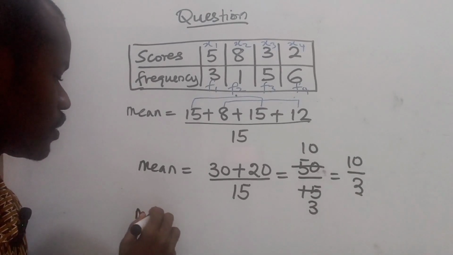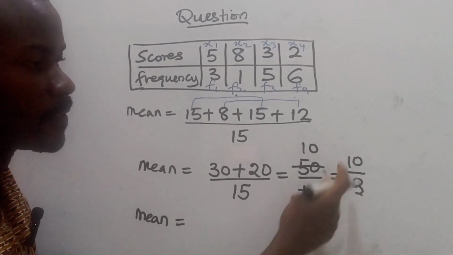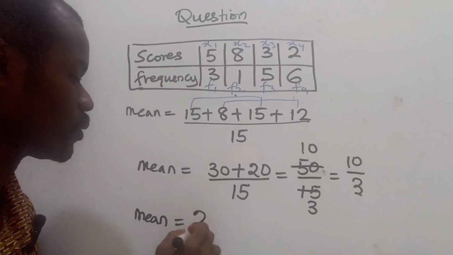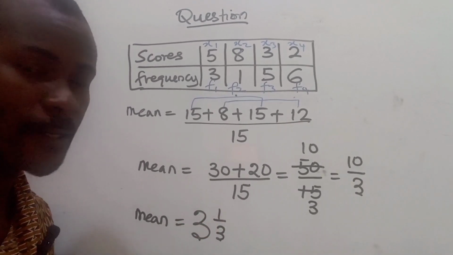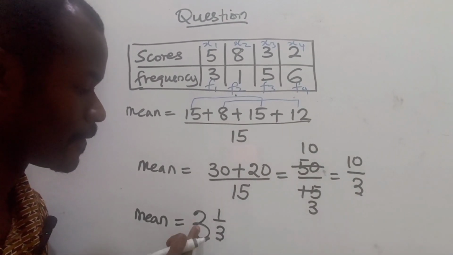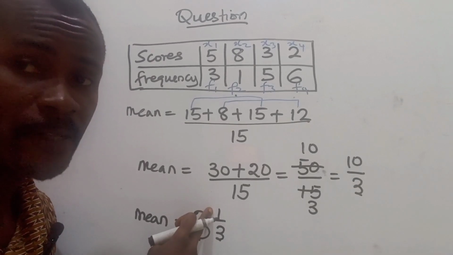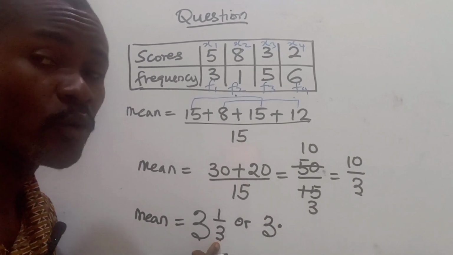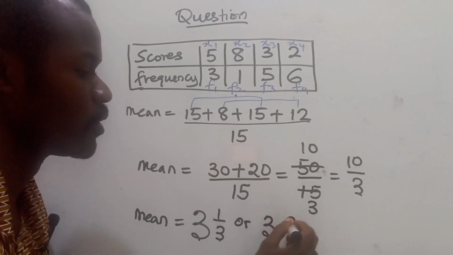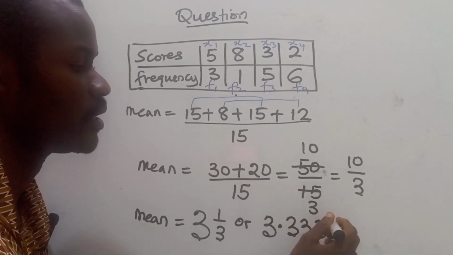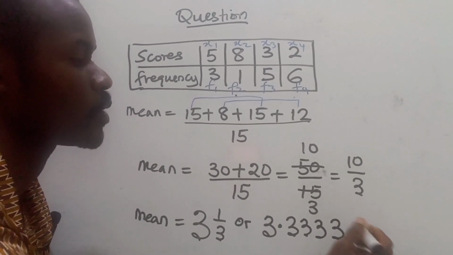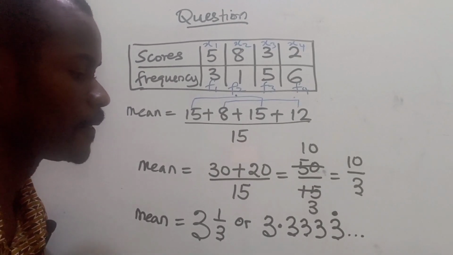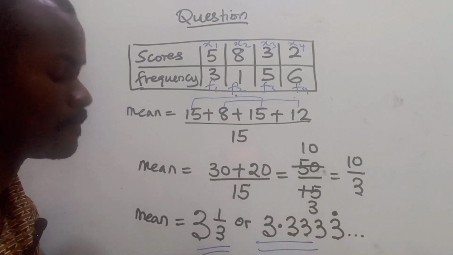So the mean to this problem is 10 over 3, which we know is an improper fraction. We can write it as a mixed fraction: 3 whole number 1 over 3, because 3 can go into 10 three times, which is 9, plus 1, that's giving us 10. Or this is 3 point something. Now 1 over 3 in decimal means 0.3333 to infinity. So we can put a dot here just to end it. So the value to this problem is this or this.